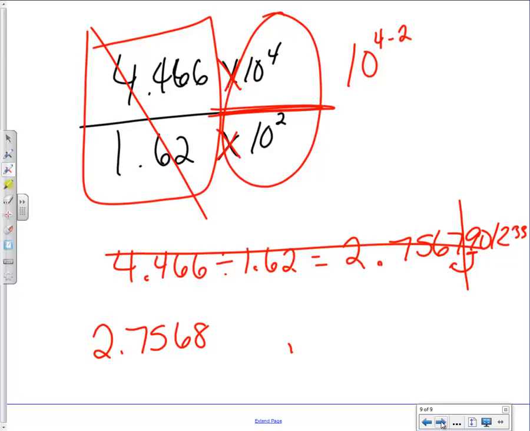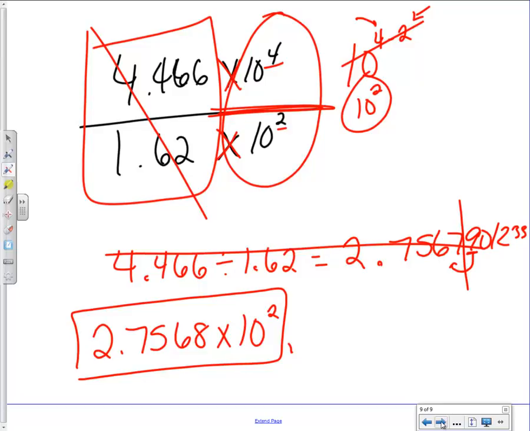So 4 was the top number, so it went first. 2 was the bottom number, so it went second. So 4 minus 2 gives me 10 squared in the numerator. It is positive, so it doesn't need to move. It's just going to stay there. So I have 2.7568 times 10 to the second power. Final answer. Is 2.7568 in the numerator as well? Yes. Anytime we do a division problem, the answer is always in the numerator. So yes, very good.